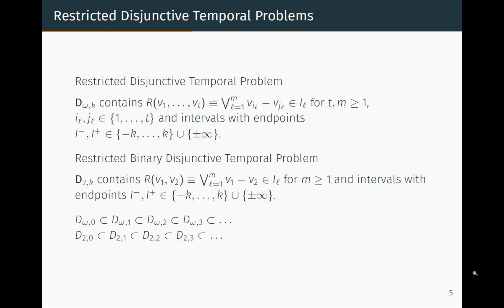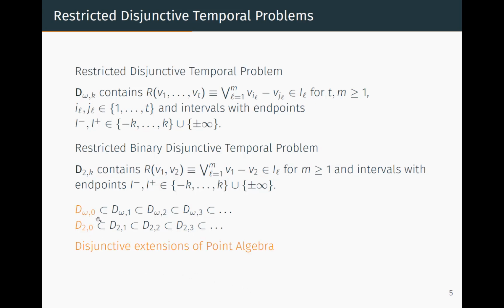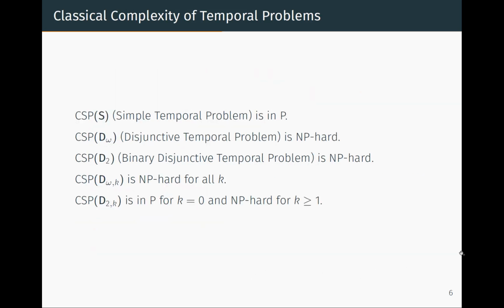So let's look at some of the languages that we arrive at using this construction. D-omega-0 and D2-0 are disjunctive extensions of point algebra. D2-1 is Allen's interval algebra with unit intervals, and both of these were extensively studied in the literature.